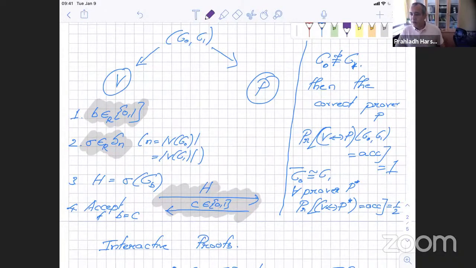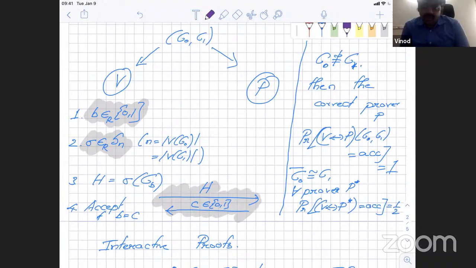So this exactly fits into the model we talked about. In the yes case, if they're non-isomorphic, there is one prover which will cause you to accept with probability 1. In the no case, it's not 1/3 as I said there, it is half. In that sense, it differs. Yeah, that's what I wanted to know. Is that okay?